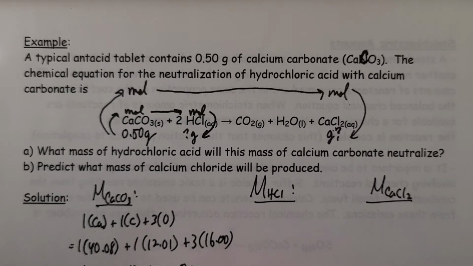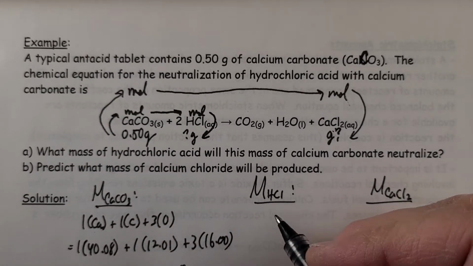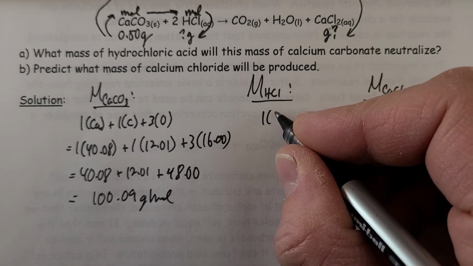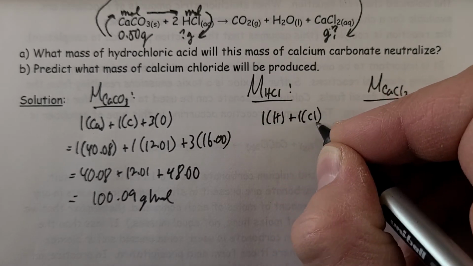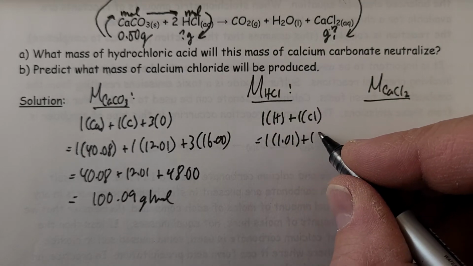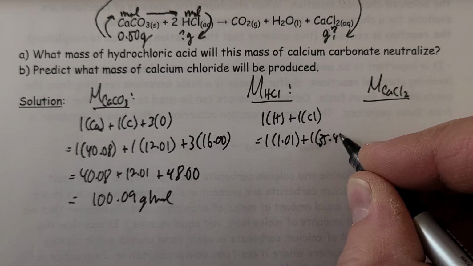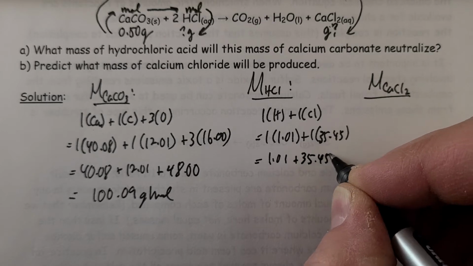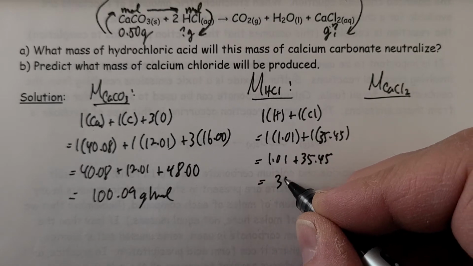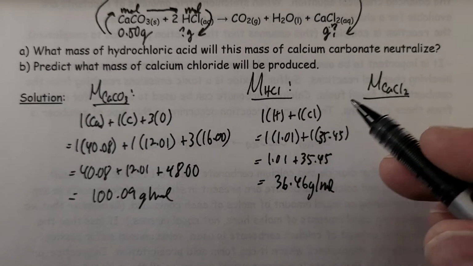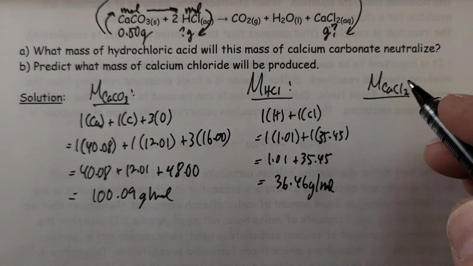So that's going to give a grand total of 100.09 grams per mole. And HCl. For every 1 mole of HCl, I have 1 mole of H and 1 mole of Cl. So H is 1.01 grams, Cl 35.45. So of course that's going to give me 36.46 grams per mole. And I might as well do, even though this one's in part B, I might as well do it now as well.